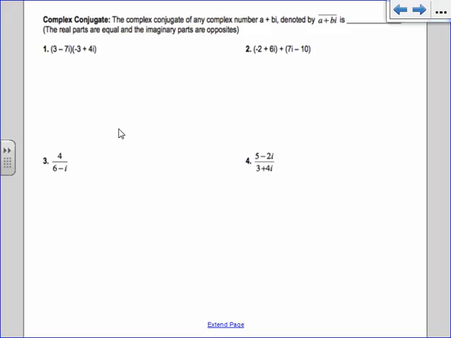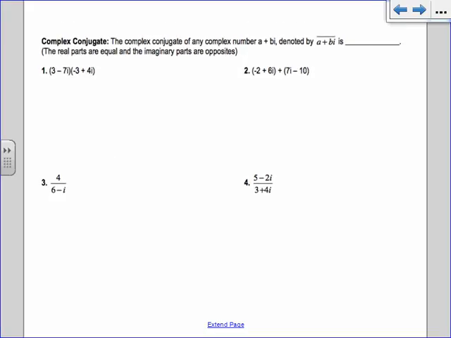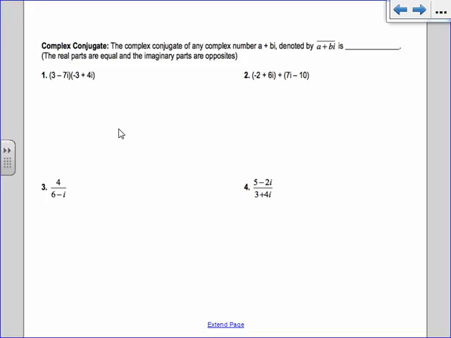All right, next up. The complex conjugate. Who can tell me what the complex conjugate means? No, it's not fatness. If I have 5 plus 7i, what's its complex conjugate? 5 minus 7i, that's right.